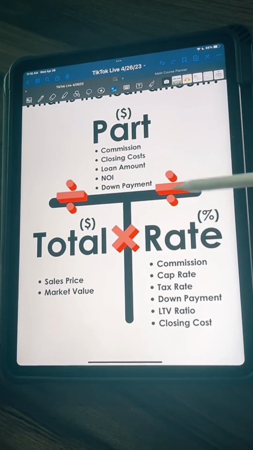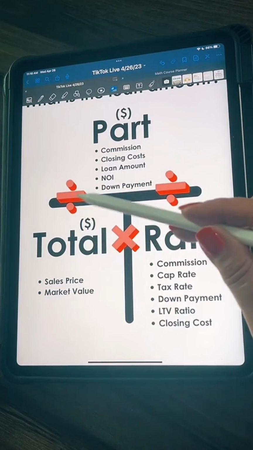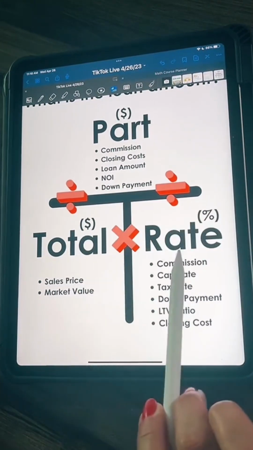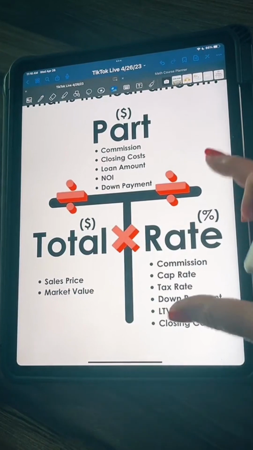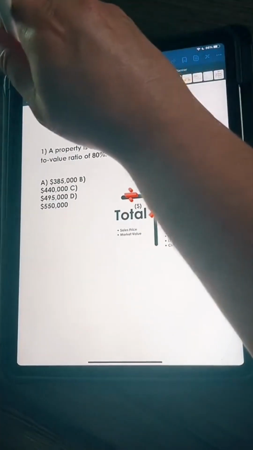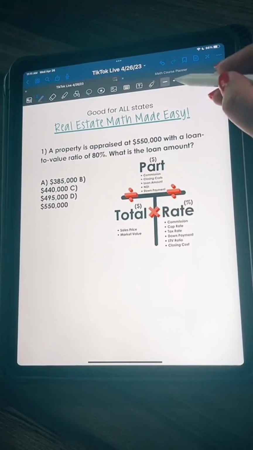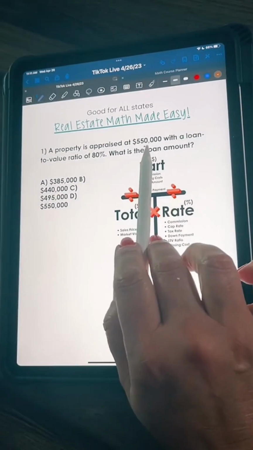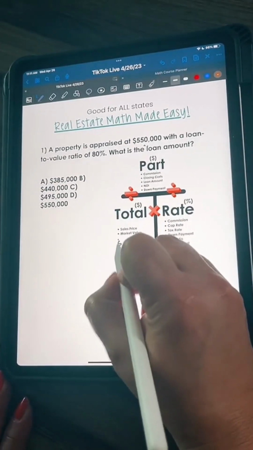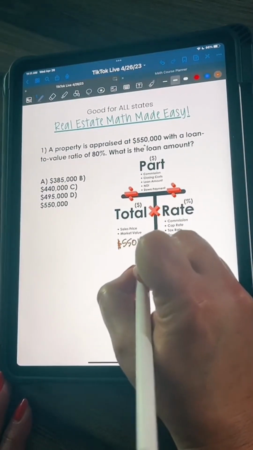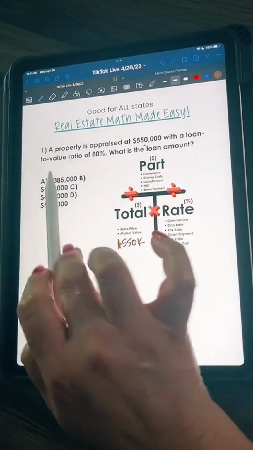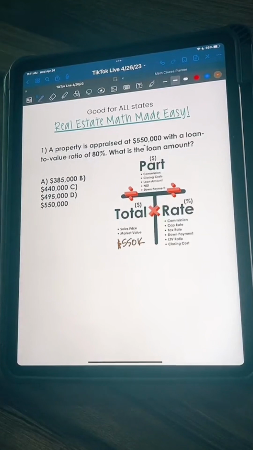If you're given these two, you're going to divide. If you're given this and this, you're going to multiply. So that's just a little crash course on how we work the T-chart method. If it's appraised at 550, we're going to put it here in the total, because that's the total amount. And it has a loan to value ratio of 80%. So the percent always goes here. So that's step one. Step one is fill in your T-chart.